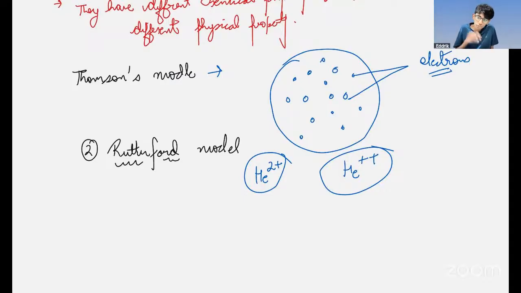Then a few particles were deflected at very small angles. Then very few particles were deflected by very large angles, and about 1 in 20,000 particles experienced a rebound. So from this experiment we can conclude.